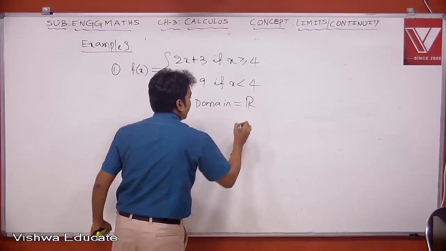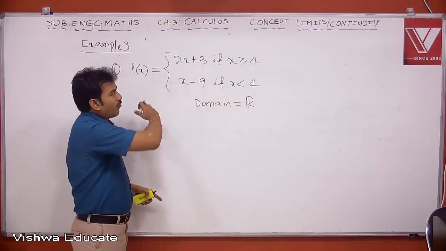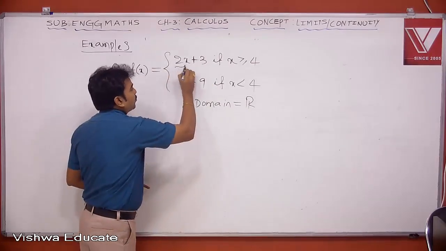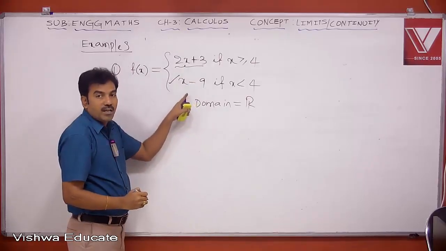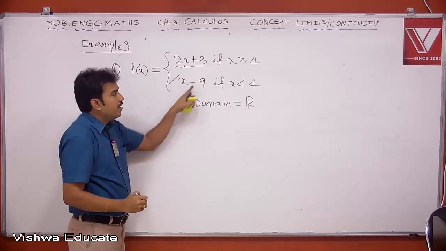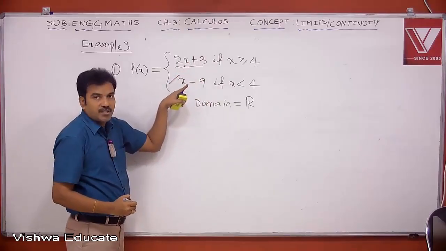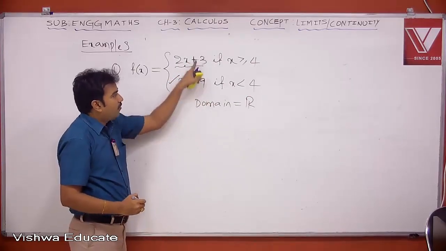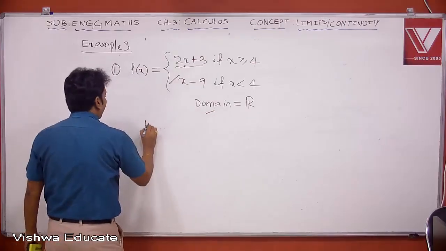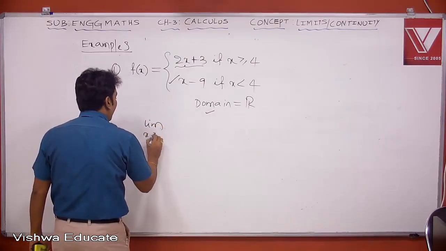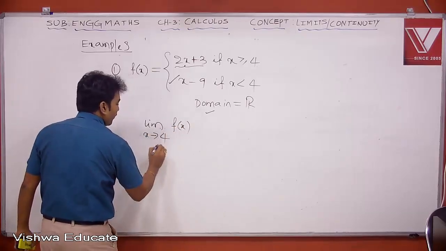What do you mean by domain? For all real numbers, this function takes some finite value. From 4 onwards, the function takes 2x plus 3. Below 4, it is x minus 9. So for all real numbers, the function is defined. So the domain is R. Suppose I wish to calculate the limit as x tends to 4 of f of x.